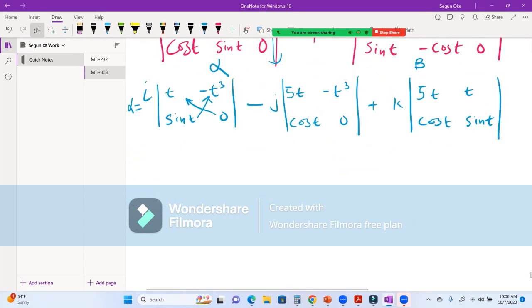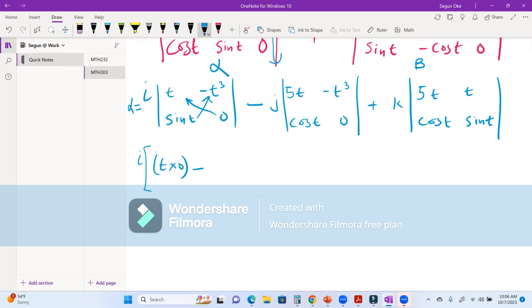So it's going to be i, don't forget, our i is here, which simply means t multiplied by 0, minus t cubed multiplied by sine t. Then I have minus j, right? Which is 5t multiplied by 0 minus t cubed multiplied by cos t.